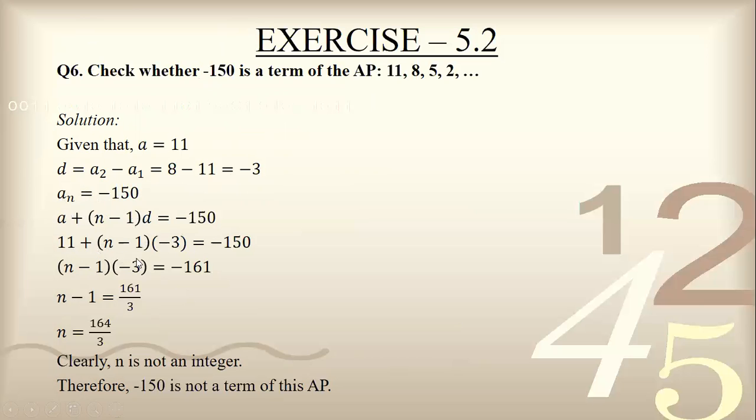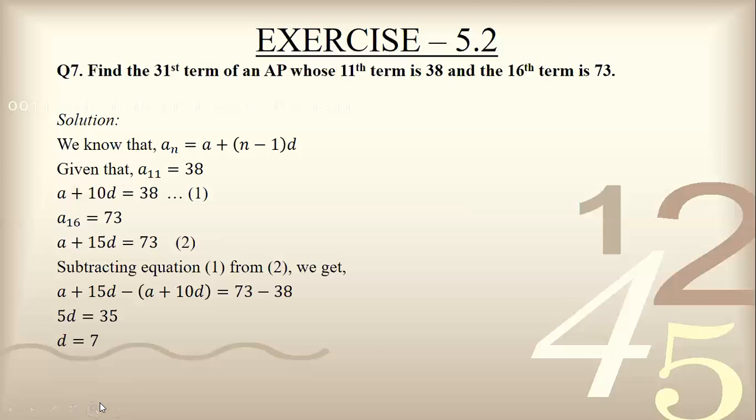So 11 plus n minus 1 into d, which is minus 3, is minus 150. N minus 1 into minus 3 is minus 161. N minus 1 is 161/3. So n is 164/3. Now n is not an integer. It is a fraction. But n has to be an integer in arithmetic progression. Therefore, minus 150 is not a term of this AP. That is, we will not get minus 150 if we keep on writing this series. Okay.